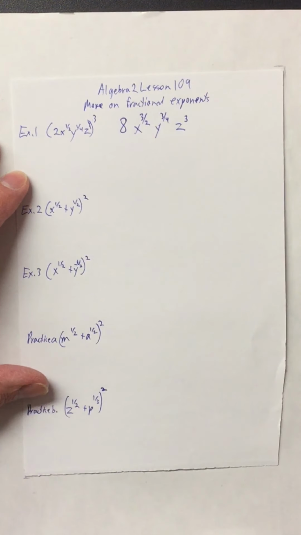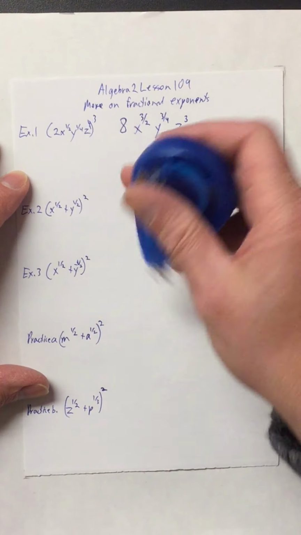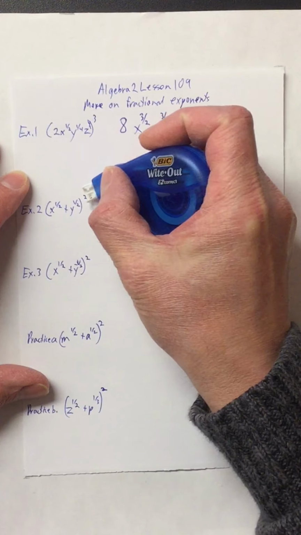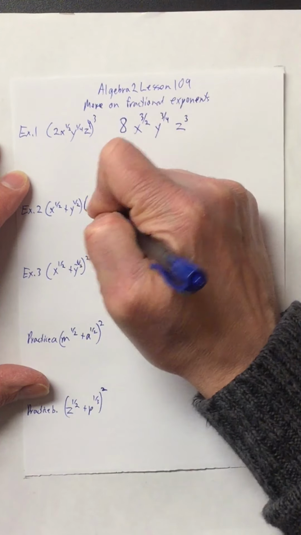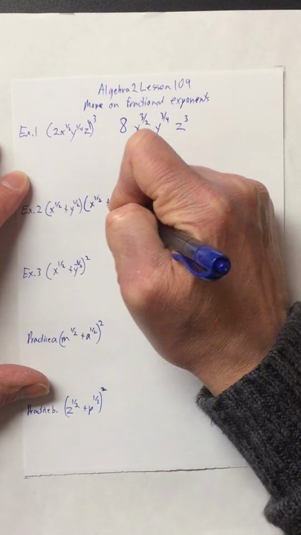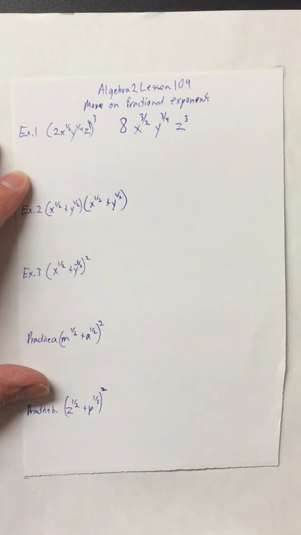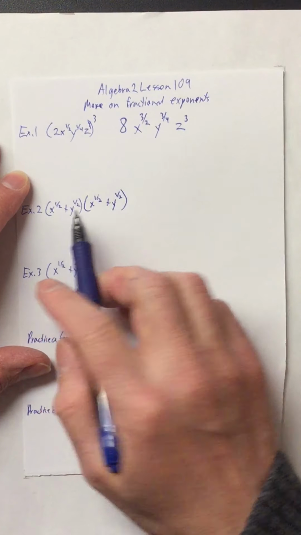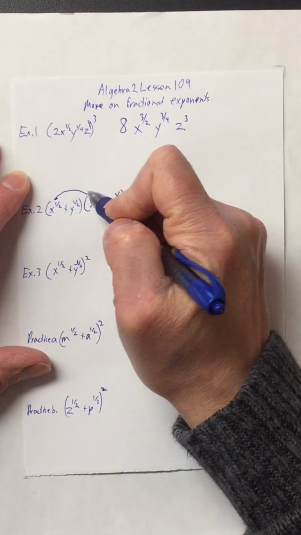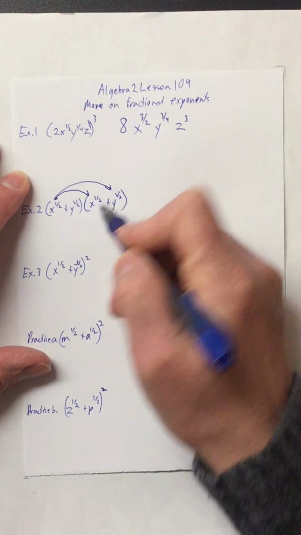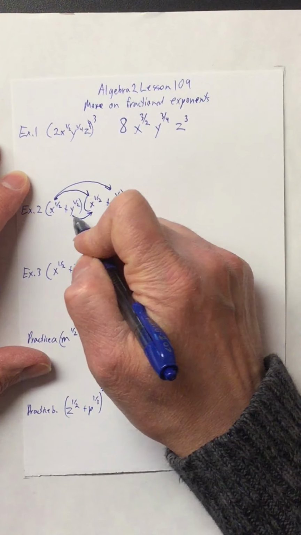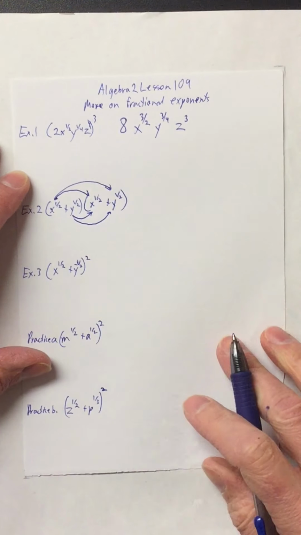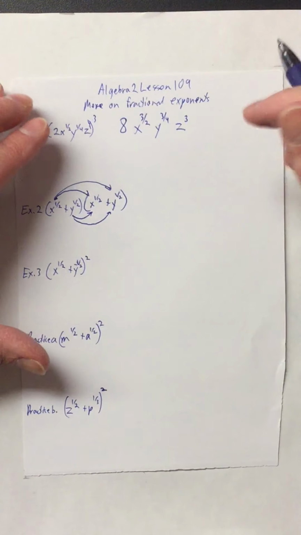Okay, as we look at example 2 here, we can see that this phrase in the parentheses is squared, which means that the whole thing is multiplied by itself, so I'm going to rewrite it like that. And then we see two terms in there. Remember, this first term has to get multiplied by both of the ones in the second parentheses, and then the second term in the first parentheses has to get multiplied by both of the terms in the second parentheses.